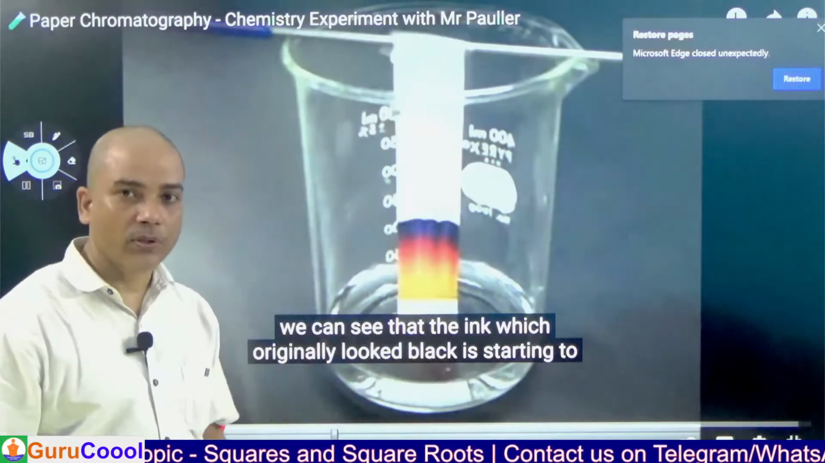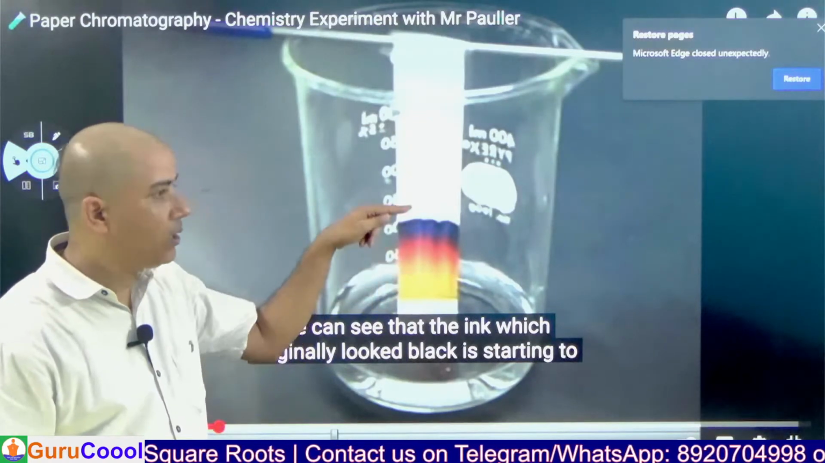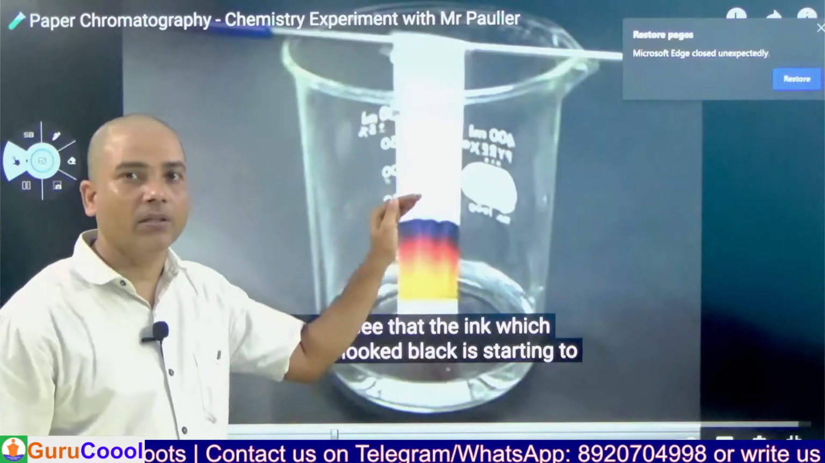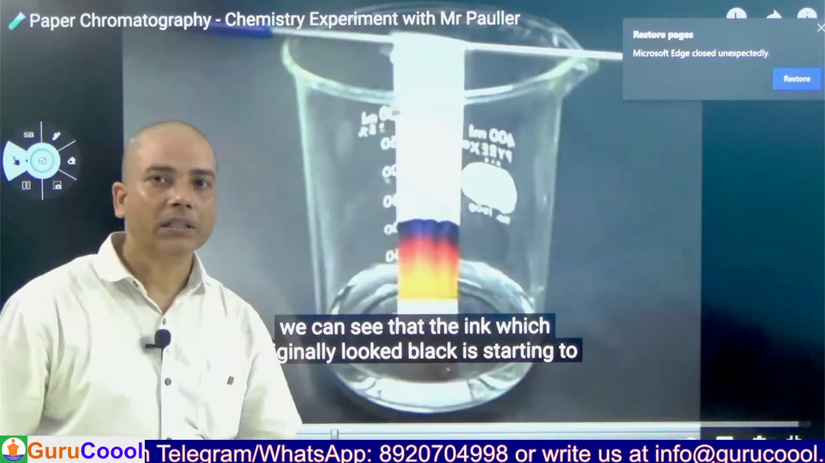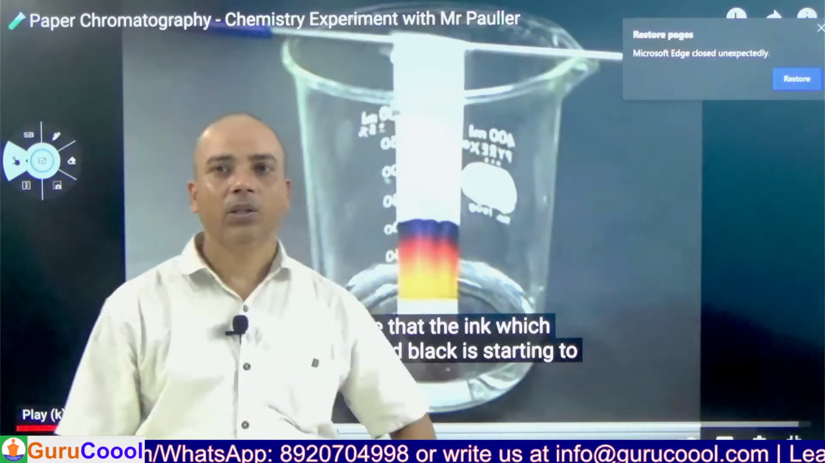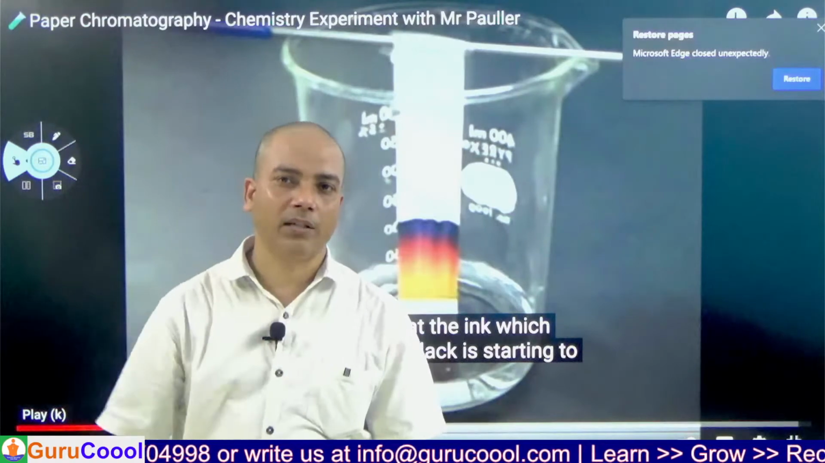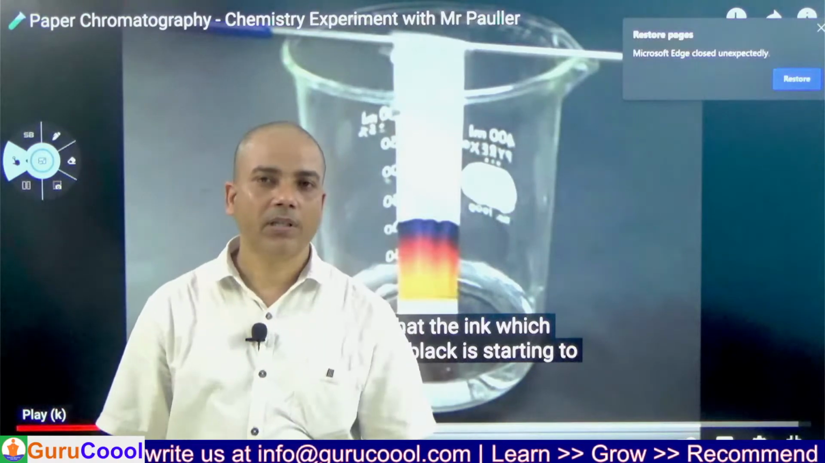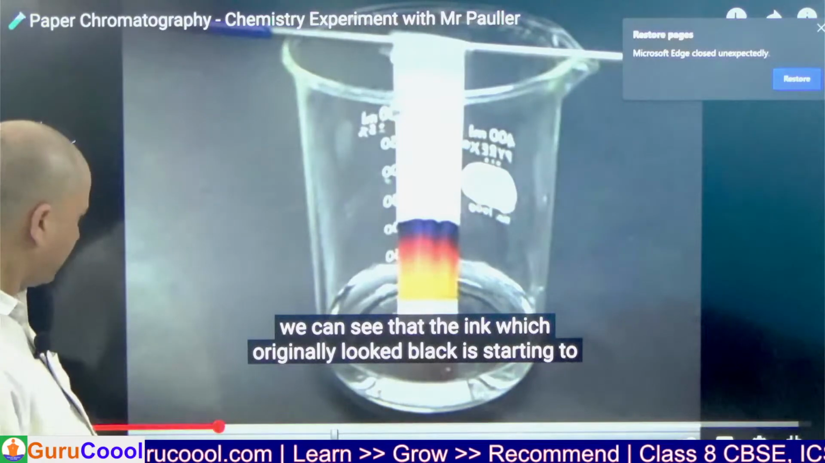If red moves slower, then you will see the red color at the bottom and green on the top, because green is moving faster, so it will travel more than the red color. This way you will be able to understand which colors were mixed together to form the resulting color. Okay, let us see this now.